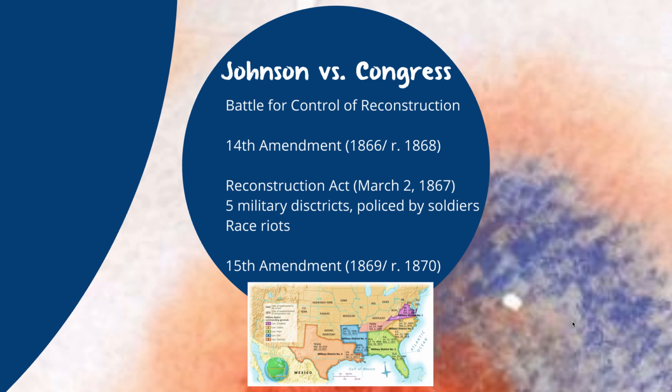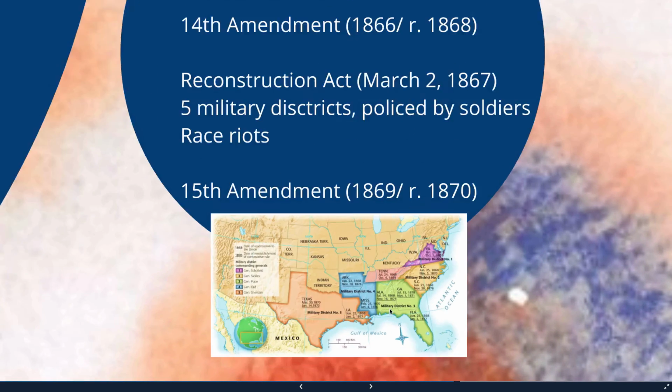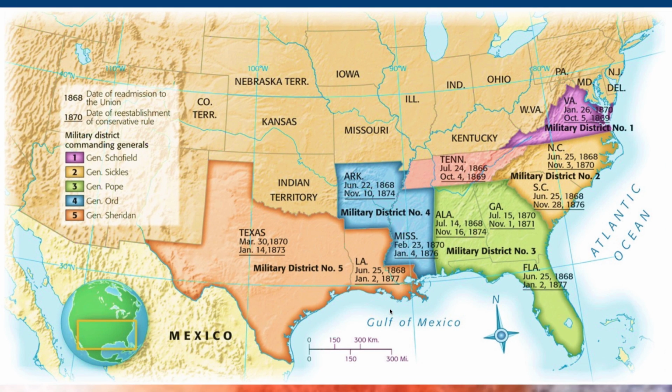So this takes us to the Reconstruction Act of 1867. And what essentially happened here is with the passing of the 14th Amendment, you have race riots that are erupting all over the South, several cities throughout the South. And so Republicans in Congress are essentially going to pass the Reconstruction Act to use federal troops to enforce the rule of law, essentially.